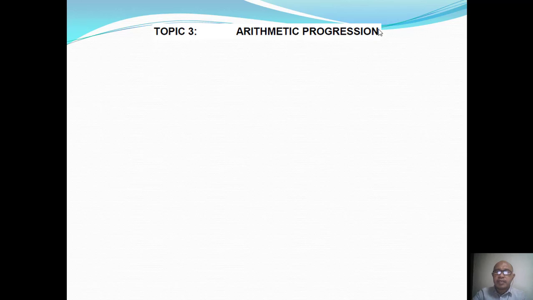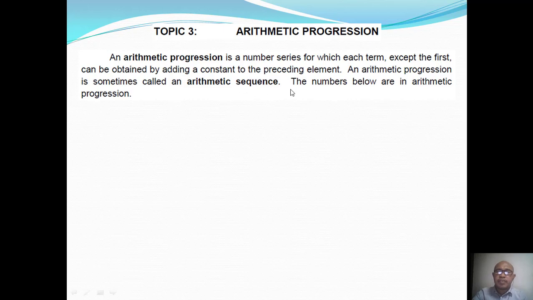Our next topic is about arithmetic progression. So arithmetic progression is a number series for which each term, except the first, can be obtained by adding a constant to the preceding term. An arithmetic progression is sometimes called an arithmetic sequence.